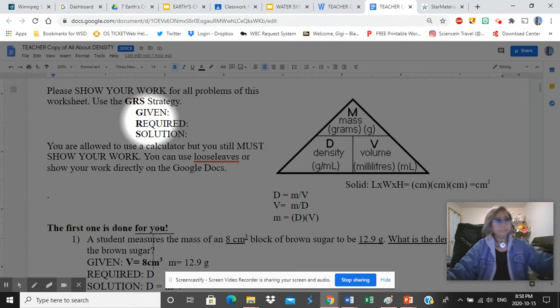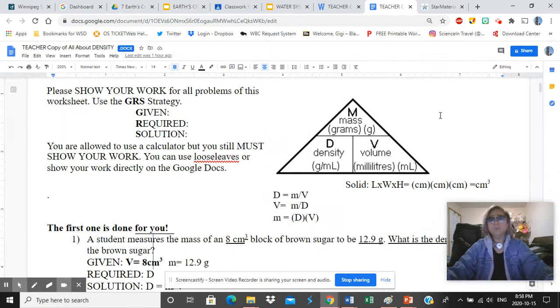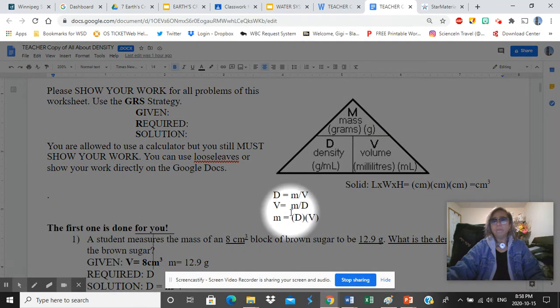Now, again, you have the triangle, right? If it's more comfortable for you, why don't you just write this down? Density, cover it up. You have mass over V. So M over V here, right? Or the volume here, M over D. Write it down or type it down. M over D. And you're looking for mass, side by side. So M equals D times V, density times volume.